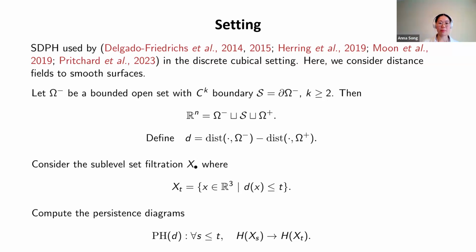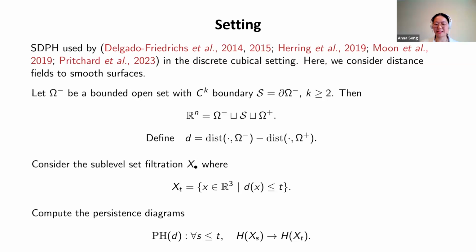So consider that you have a bounded open set, omega minus, with C^k smooth boundary where k is greater than or equal to 2. So you have your space that is divided into three regions: the surface, the inside, and the outside. Then you define your signed distance as the function that to each point in space assigns the distance to the surface, but with a minus sign if you're located inside, and with a positive sign if you're located outside of the binary object. Then you define the sublevel set filtration, and then you compute the persistence diagrams.